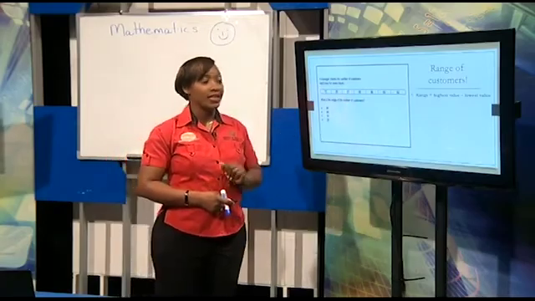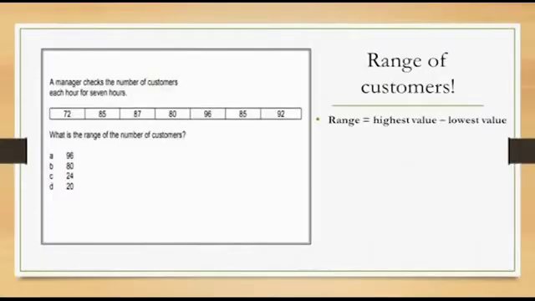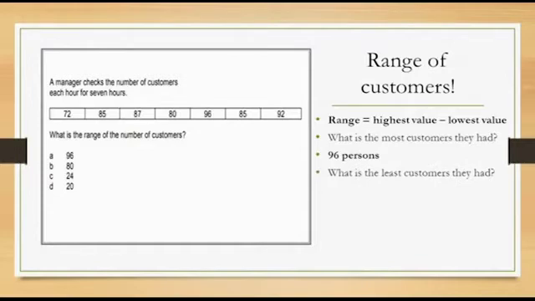Range is equal to the highest subtract the lowest value. What is the most customers they had? The most they had was 96 persons. What is the least customers? 72 persons. So the range would be 96 subtract 72, and that would be 24. So the range of the number of customers would be 24.